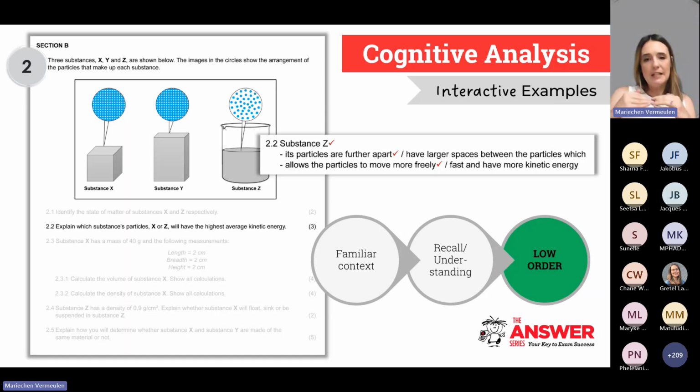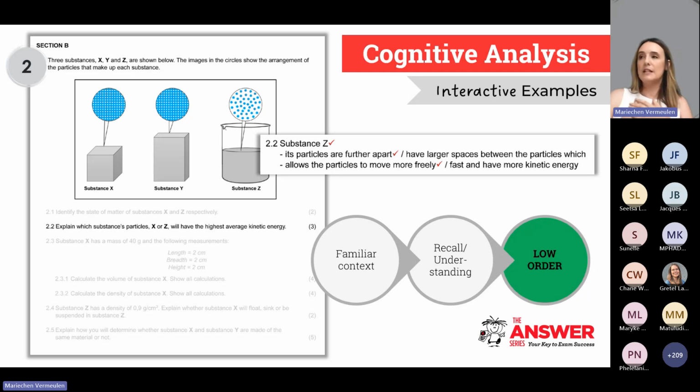And to answer these questions, learners have to remember that kinetic energy is the energy of motion, and then basically provide to some extent a definition for it. That was my feeling. It was more like looking at the picture and seeing there's more space between the particles. So they're just interpreting what they're seeing, and they could have gotten the 1 mark for substance Z. But I can definitely see how you get to middle order, definitely if you feel like this is more of an application.